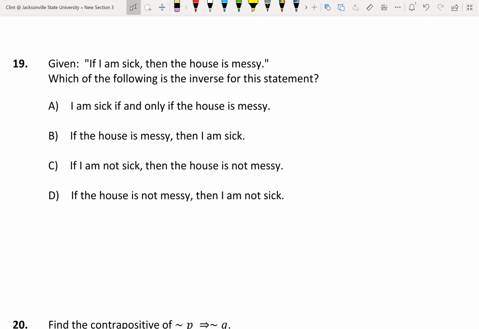Look at this one. This one says which is the inverse for this statement. So if we want the inverse, we've got to negate both sides. Okay? So it says if I am sick, so if we negate that, we would say if I am not sick, then the house is messy. If we negate that, well, then we would say then the house is not messy. Which one says that? I believe that is C. If I am not sick, then the house is not messy. So this one would be the inverse. Okay? This one says if and only if, that would be biconditional.